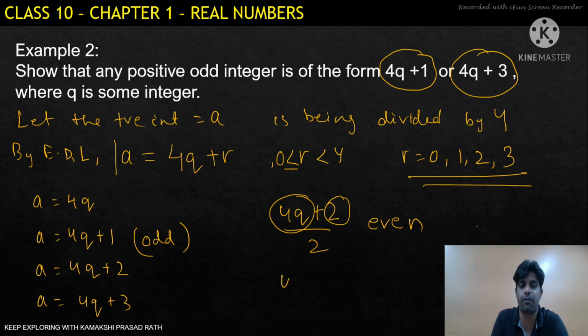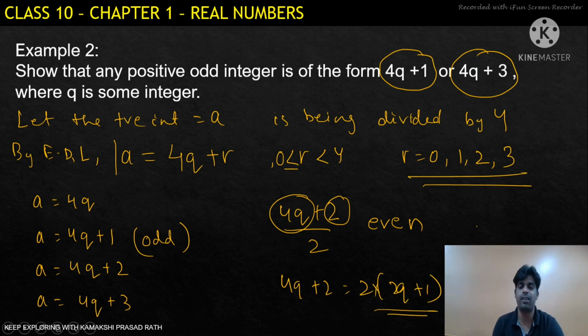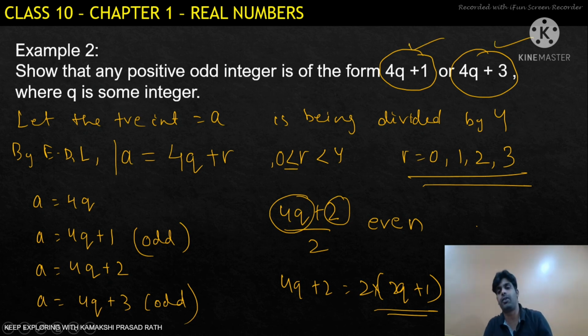Or we can say from 4q plus 2, I can take 2 common. We get 2 into something, and 2 into something is always even. But the last one, 4q plus 3: from 4q I can take 2 common, but from 3 I cannot take 2 as common. Since I cannot take 2 as common, this one remains odd. Hence, it is proved that every positive odd integer is of the form 4q plus 1 or 4q plus 3.